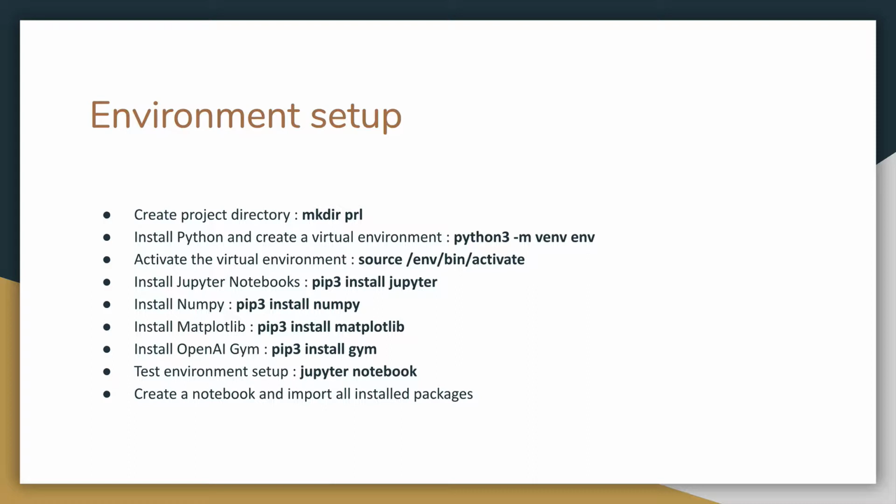So the first thing we're going to do is follow the outline, the list that we have on the screen, by first creating a directory where we're going to keep all our projects, and we also create a virtual environment. We would activate it. We install Jupyter notebooks. We install Numpy, matplotlib, OpenAI Gym, and we will create one notebook, and then we will import all the packages to confirm that they are actually working. And once this is done, you will have the complete environment set up so that you can start practicing with the programming exercises.